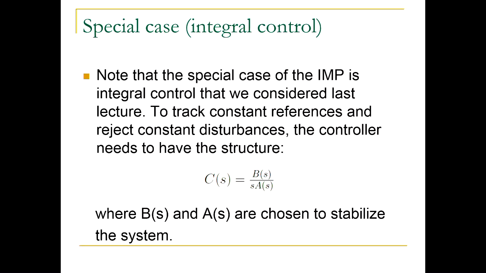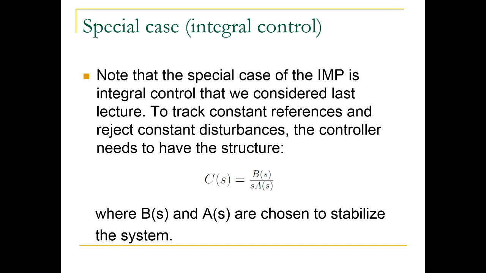If you want to track constant references and reject constant disturbances, the controller has to have integral action. So in this case, the generating polynomial gamma is just S. So we have an integrator in the controller, right? And then B and A are chosen to stabilize the system. Without stability, you won't get zero steady state error, right? You have to have stability.